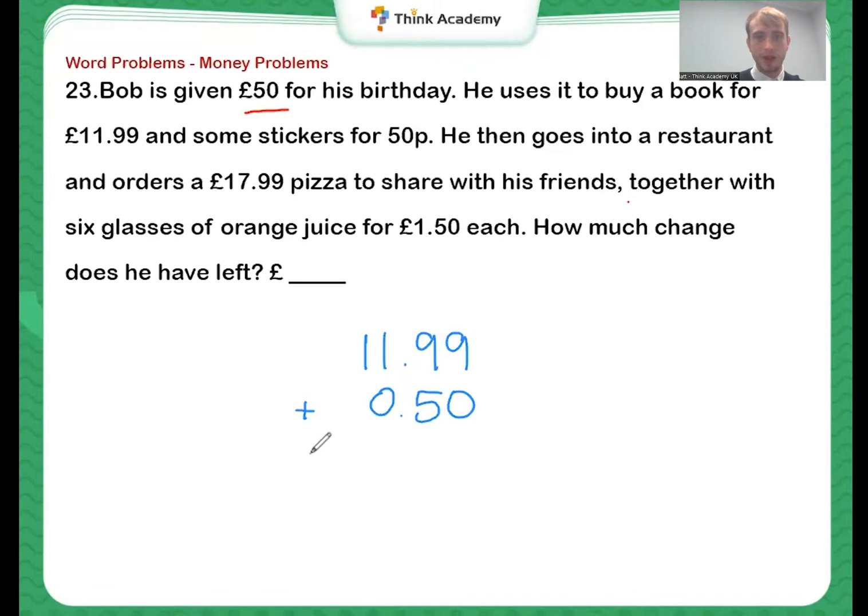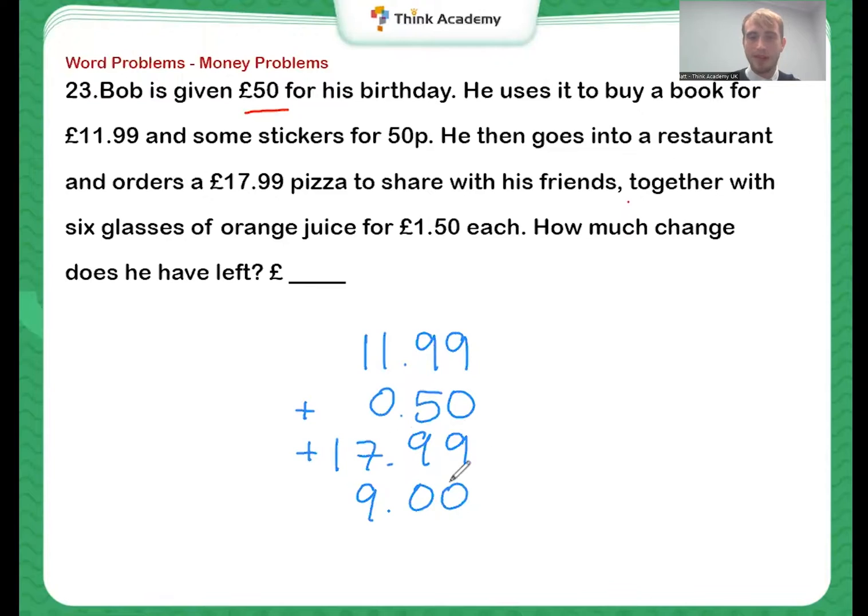He then goes to a restaurant and he orders a £17.99 pizza. So we've got £17.99 together with 6 glasses of orange juice for £1.50. So 6 times £1.50 is £9. So that's the last thing you need to add up. I've added together all of the things that Bob has bought, and I need to know how much change he's got. So whatever that number equals to, I'm going to subtract that from 50.